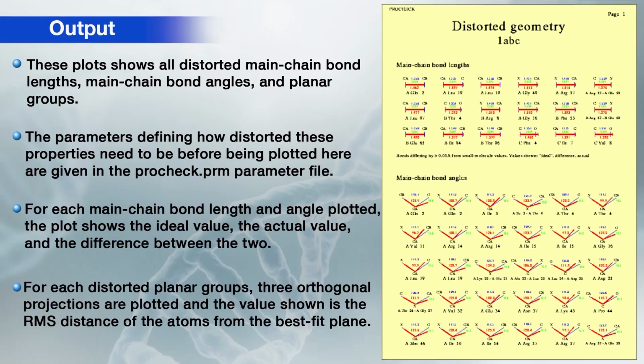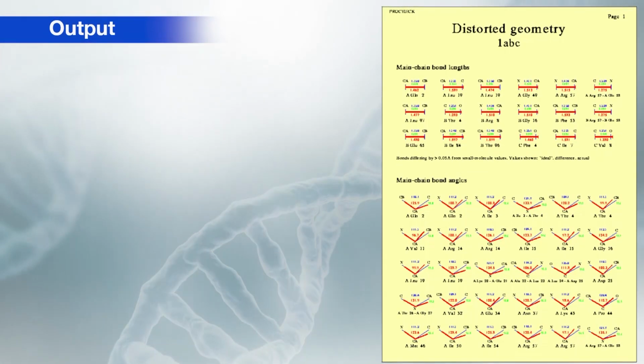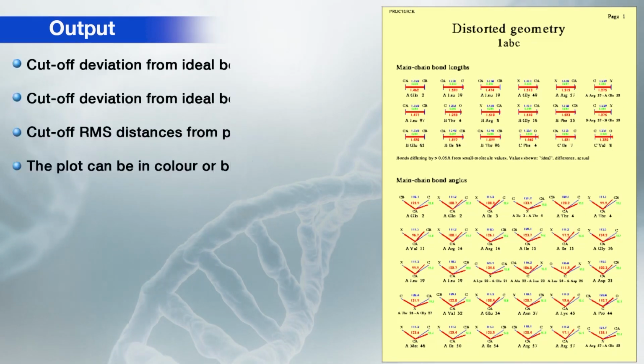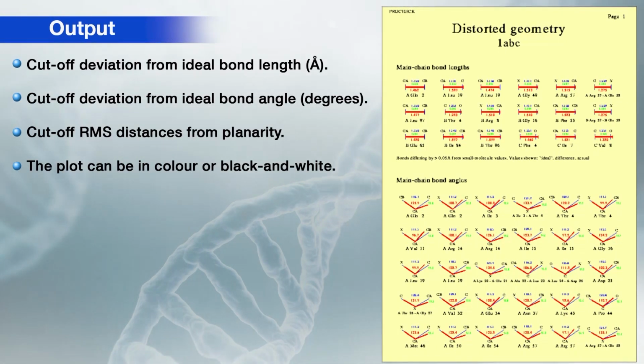For each distorted planar group, three orthogonal projections are plotted and the value shown is the root mean square distance of the atoms from the best fit plane. The main options for the plot are: cutoff deviation from ideal bond length in angstrom, cutoff deviation from ideal bond angle in degrees, cutoff for RMS distances and planarity, and finally, these plots can also be seen in color or black and white.